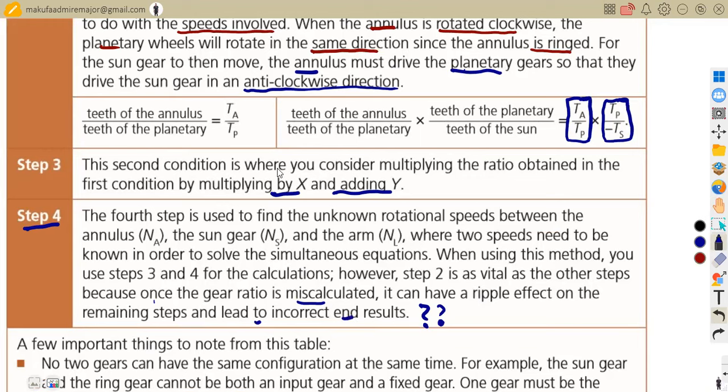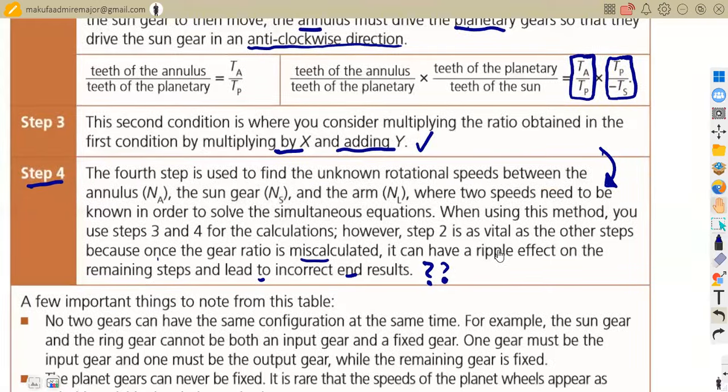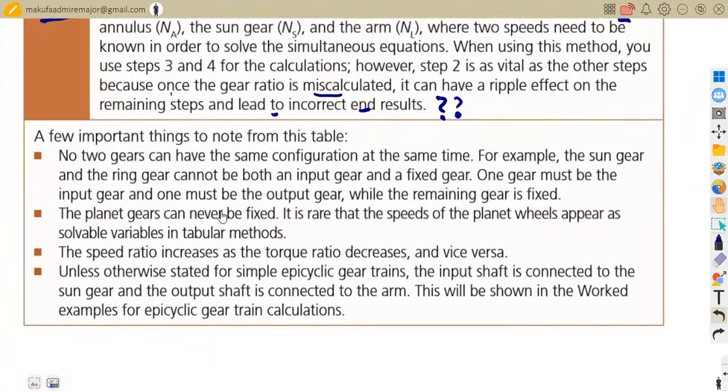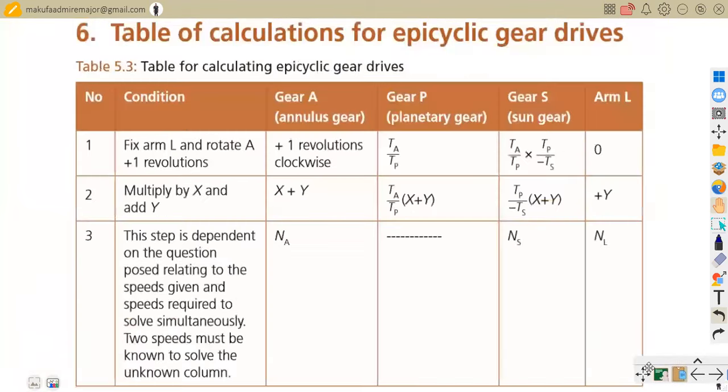So we are going to take these values that we are multiplying by X, and we equate them to the information that you'll be given. We shall see that one later on our table. So these are some of the things that you can note. The speed ratio increases as torque. When you talk about the torque, we shall have that in a separate class where we'll be explaining.